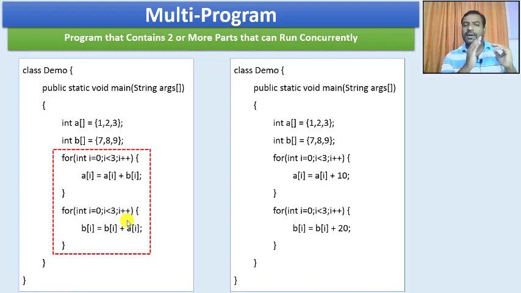When there is a dependency between the statements, you cannot make it a part, you cannot call it a part, and unless you have multiple parts in your program, you cannot call it a multi-program. Clear? So now just look at this program.